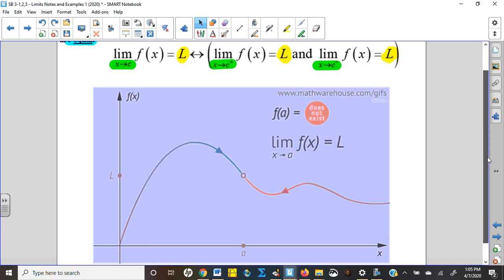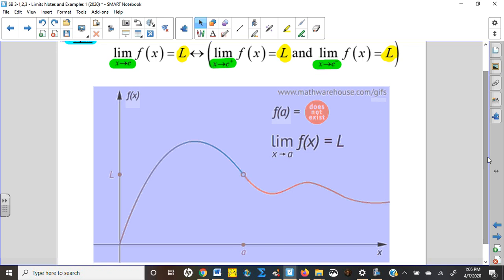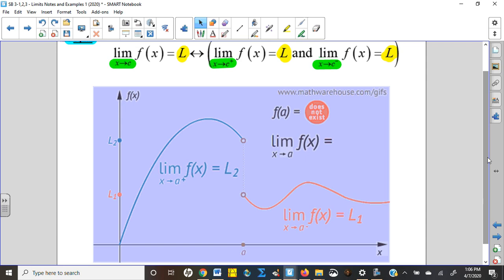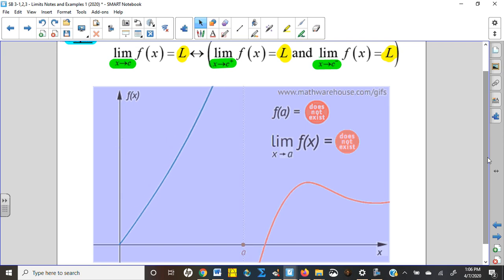This is a little GIF that shows you that when you have a hole, you're still approaching the same height. And it says, yeah, you have a limit. But now we have a jump discontinuity, okay? And first of all, there's no value at A, but second of all, the limit doesn't exist. We're not approaching each other. Same thing with an infinite discontinuity, okay?